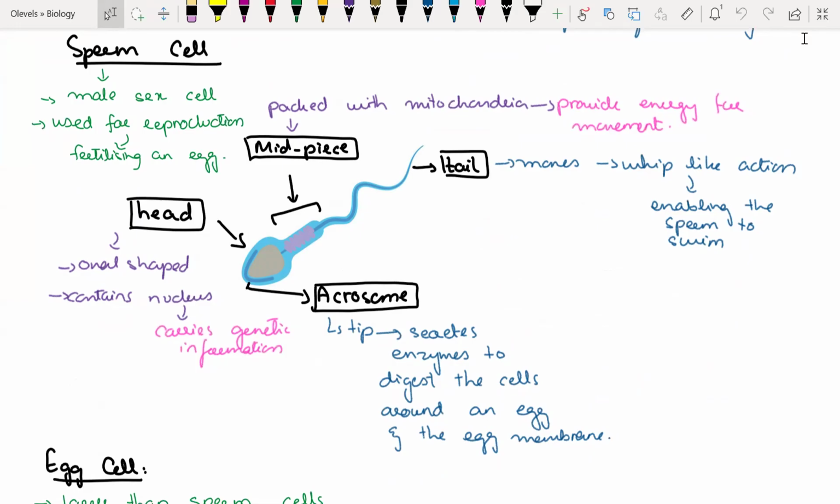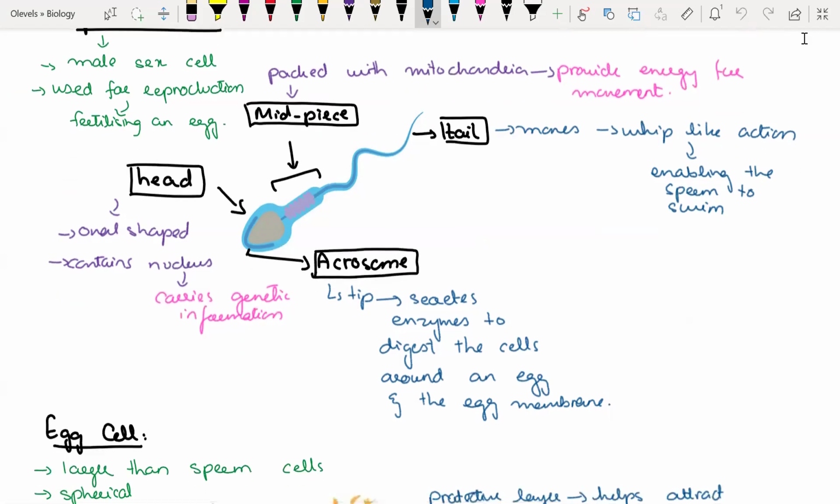Okay, so yesterday we discussed a bit about sperm cells. We did discuss that it was a male sex cell and it is used for reproduction, right? Its main purpose is to fertilize an egg. Now, this is how a sperm cell looks like, and these are some of the components of the sperm cell. At the first, this first end is called the head, right?